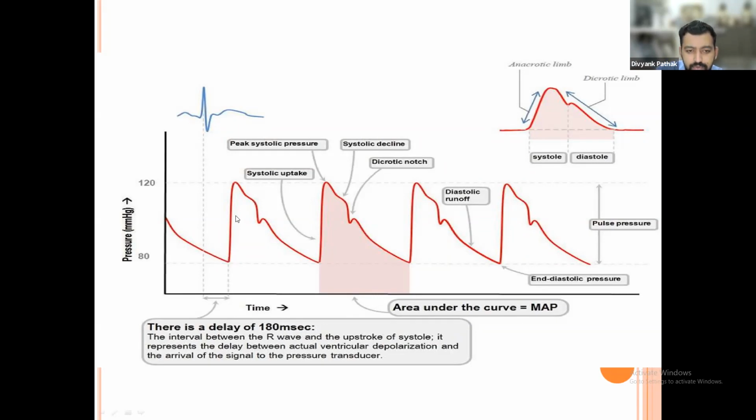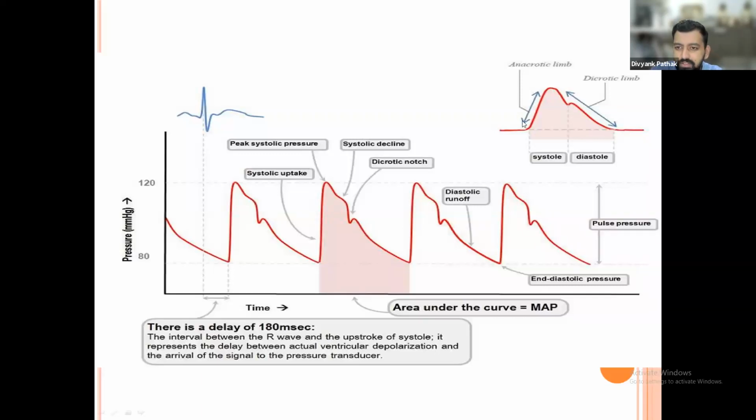So this is the upstroke when there is a contraction. Now the highest point is the systolic pressure. Now it slowly goes down, and this is the dicrotic notch. Okay, this is the systolic decline. Then there is a dicrotic notch. Then there is a slowing, or diastolic runoff, when the ventricle dilates. There is a diastolic runoff.